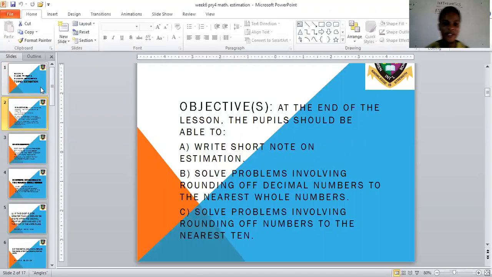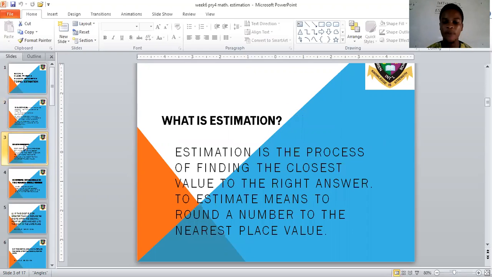That is, the first one says, write a short note on estimation. The second one says, solve problems involving rounding off decimal numbers to the nearest whole numbers. And the third says, solve problems involving rounding off numbers to the nearest 10. Good. Now, having stated this objective, let's start with the lesson proper.